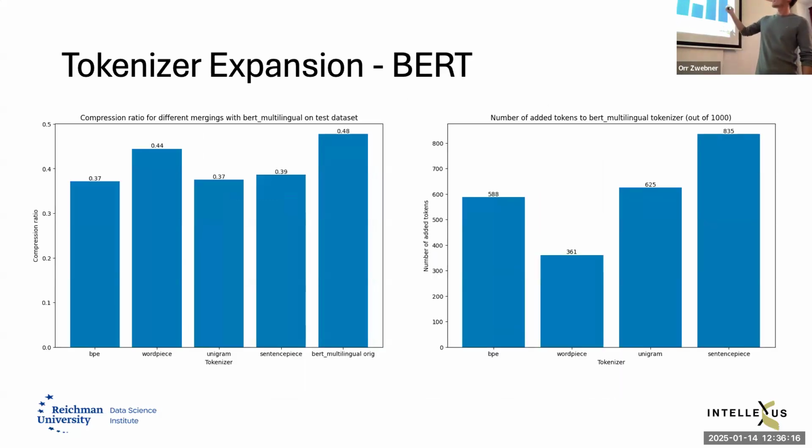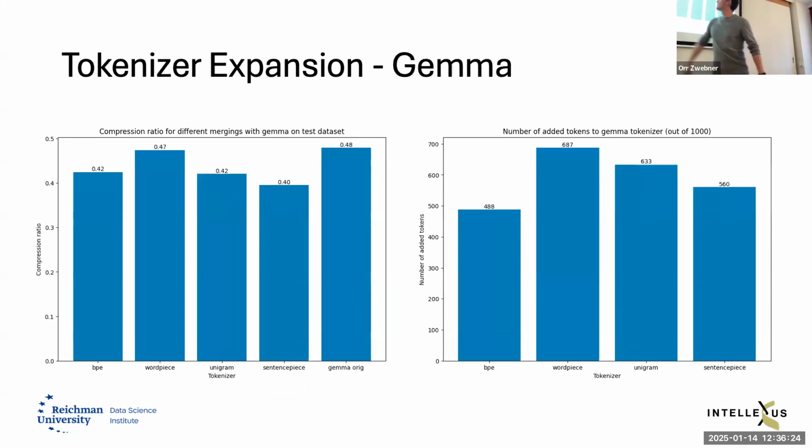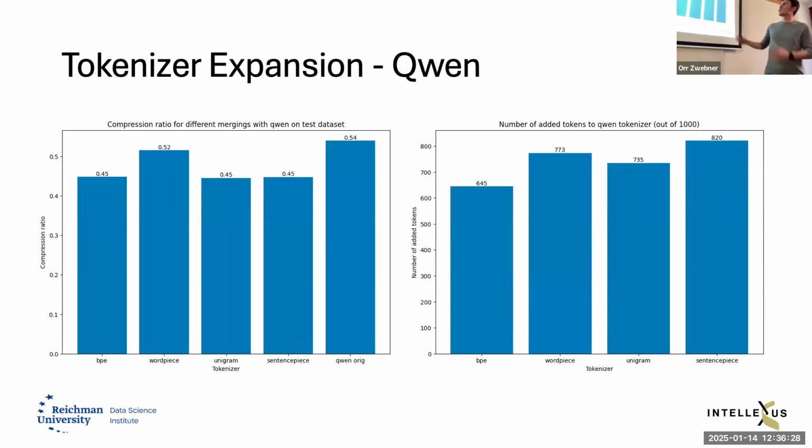There are some more experiments with BERT that I've done. You can see again SentencePiece has a really good compression ratio compared to the original. The same with Gemma and with Qwen; it's pretty much the same numbers. So almost two-thirds of the tokens don't already appear in the existing vocabulary, and the improvement is around one-third, or 1.25 in the ratio.